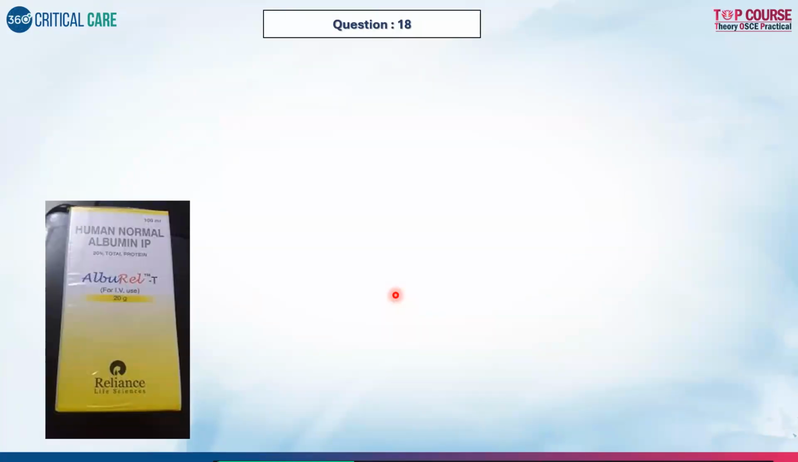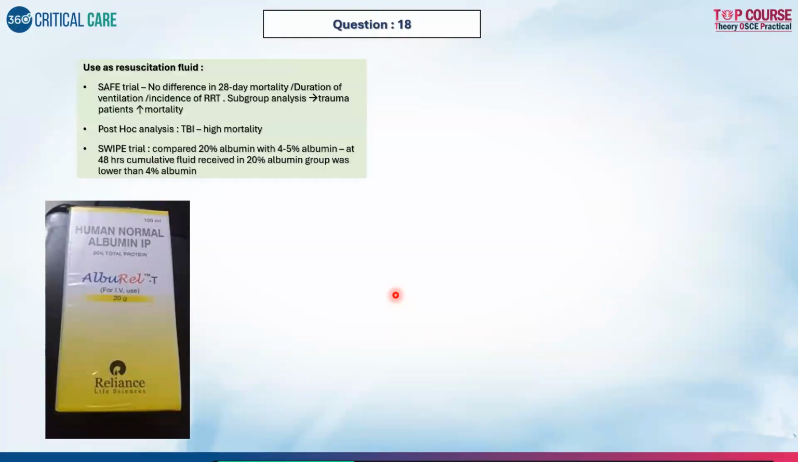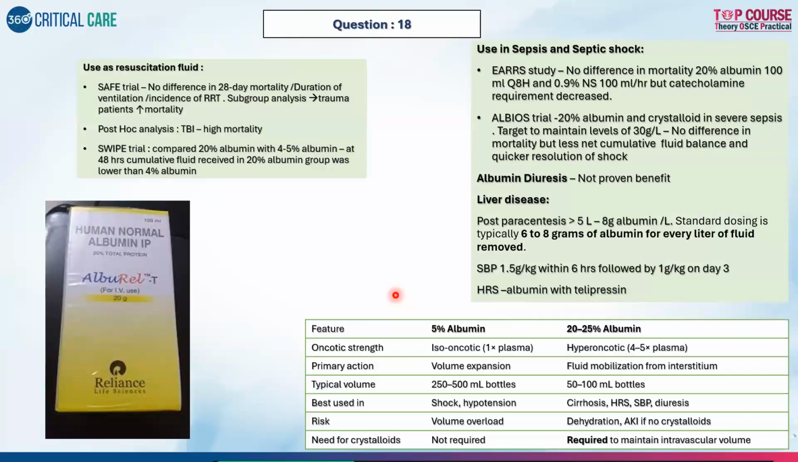So how are we going to describe it? This is a bottle of 20% albumin. You have to describe 50 ml, 100 ml bottle. It is a hyperoncotic colloid, and which helps in the fluid mobilization from the interstitium.